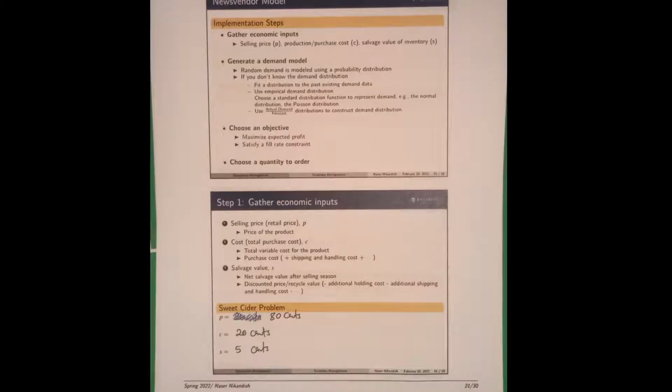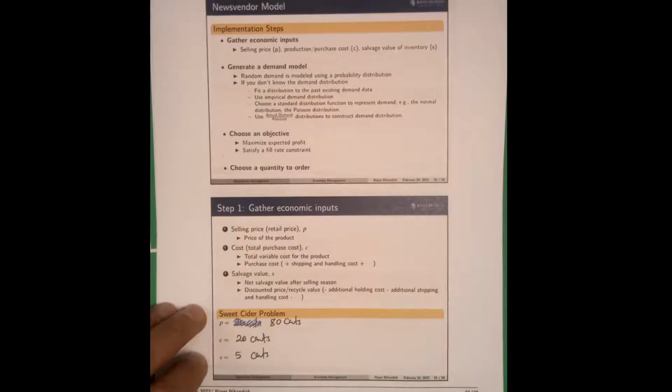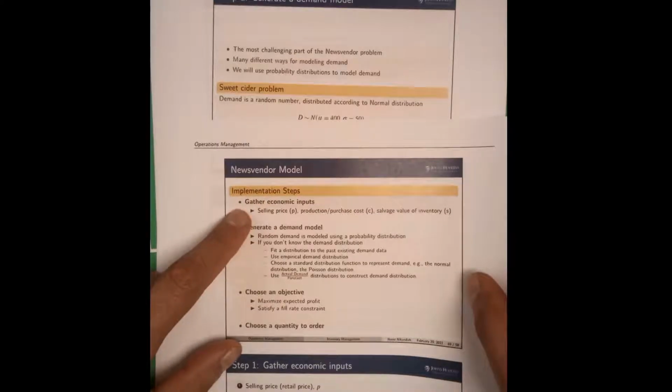All right. Let's start, in our sweet cider problem, with gathering economic data. We pay 20 cents for the product. We sell it for 80 cents, and any leftover inventory is going to be salvaged at 5 cents. That was step one, gather economic data.